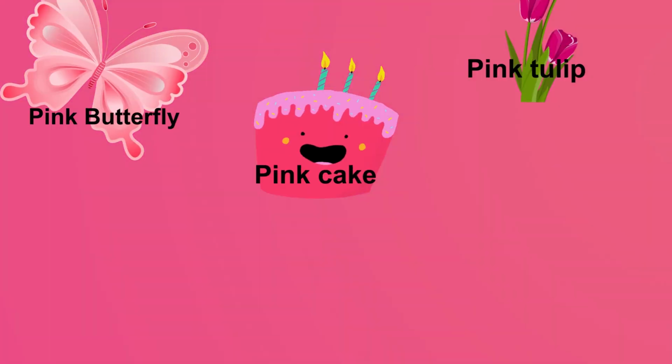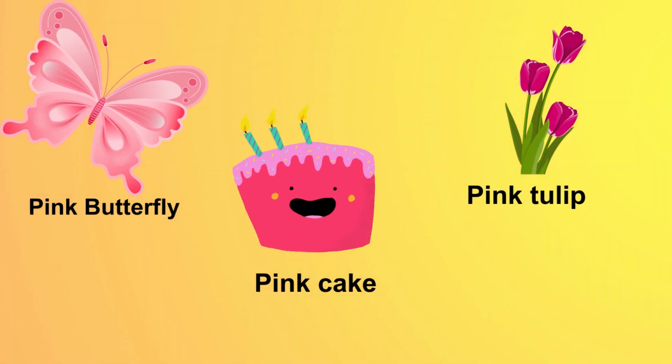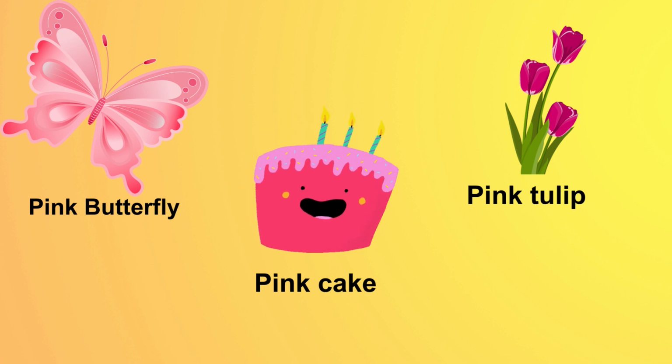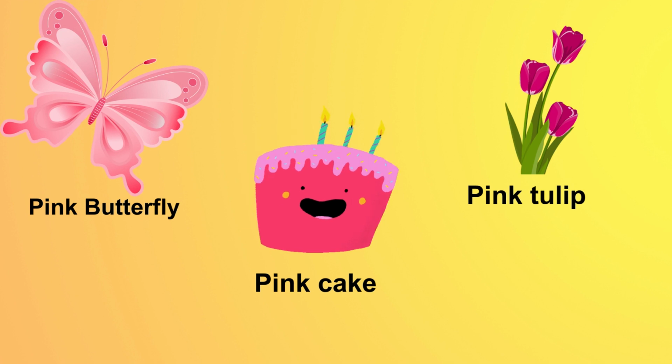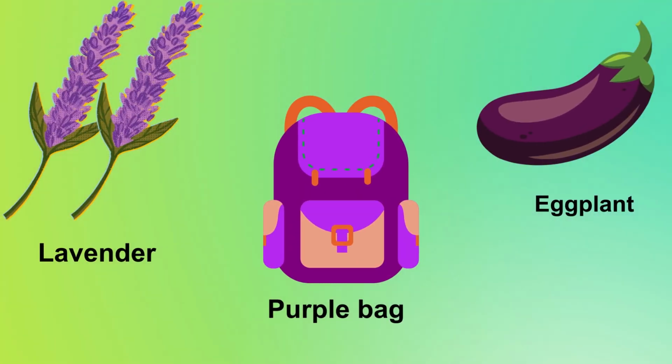This is the pink color. And the examples of pink color are pink butterfly, pink cake, and pink tulip. This is the purple color. And the examples of purple color are lavender, purple bag, and eggplant.